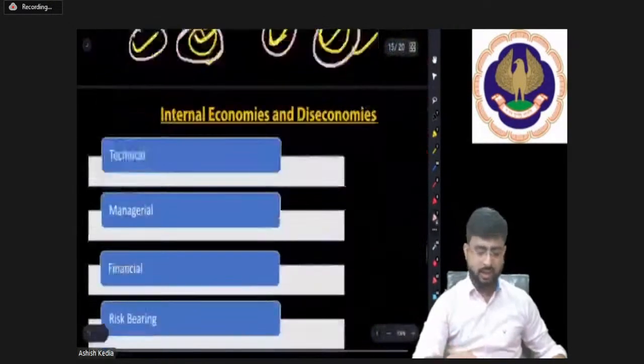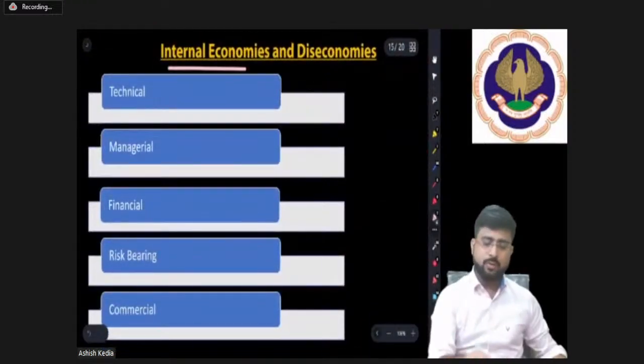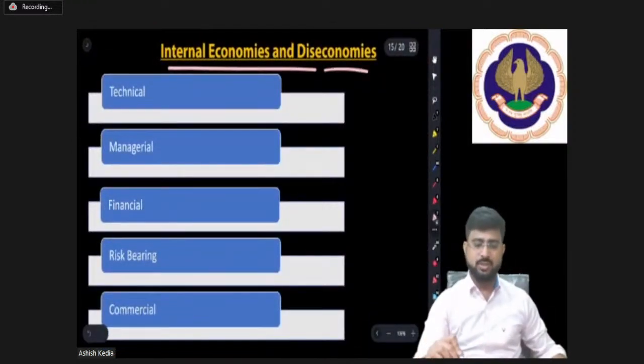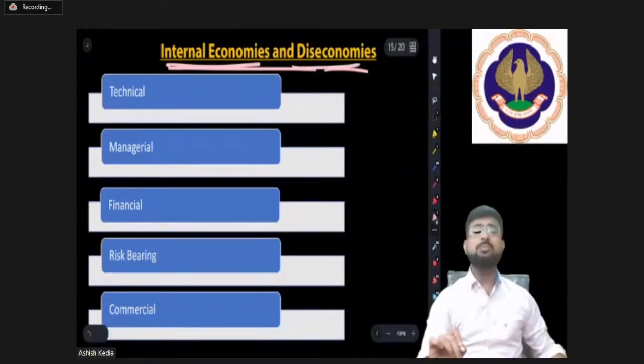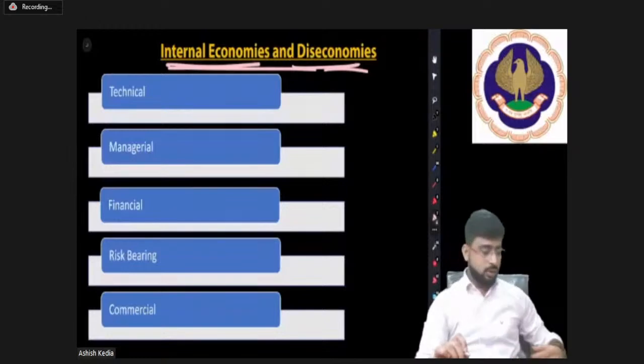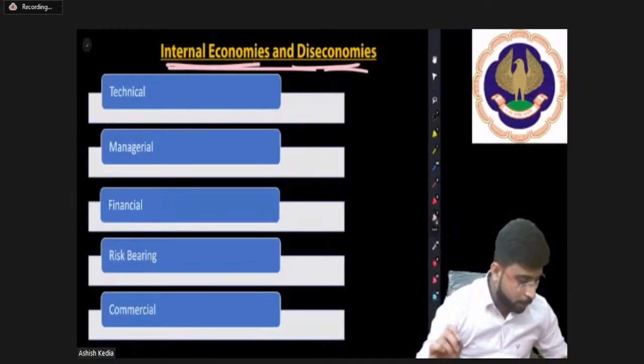Correct? Okay. So let's pay attention. Now we will talk about internal economies and diseconomies. Internal economies means internal advantages. Diseconomies means internal disadvantages. So pay attention everybody.